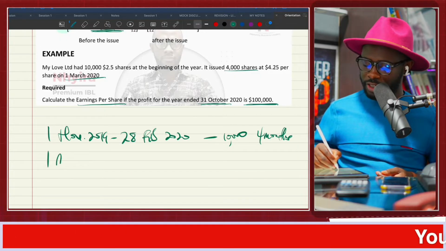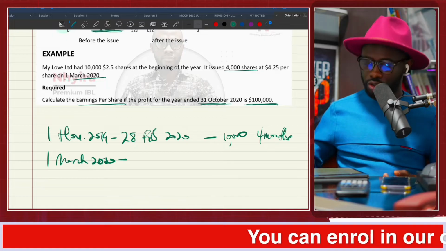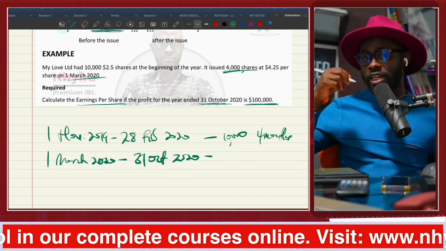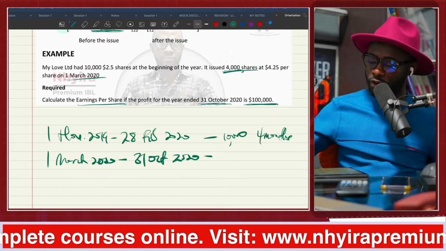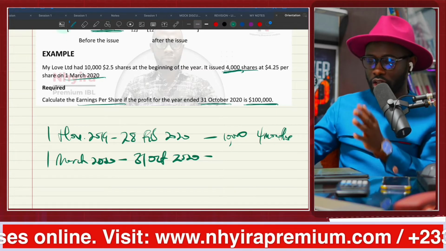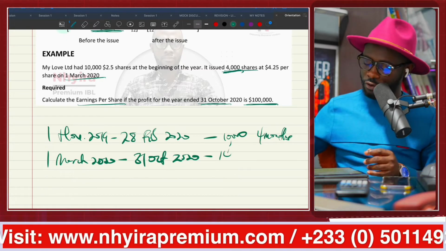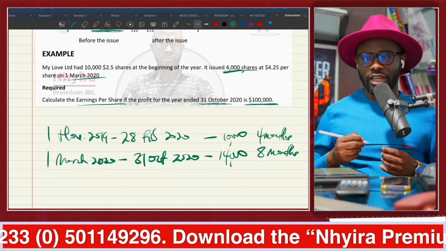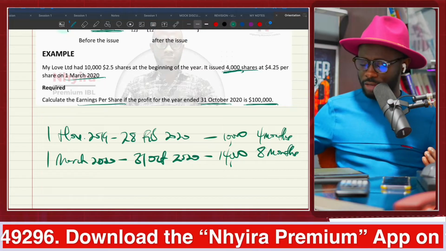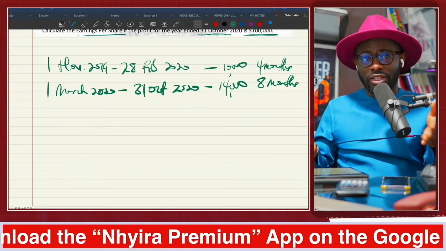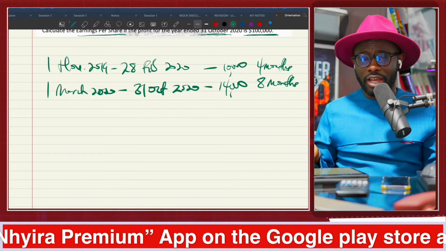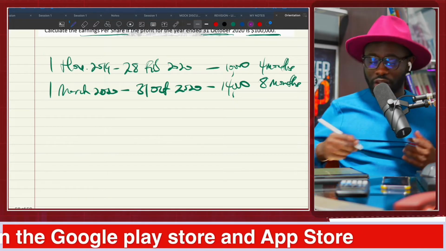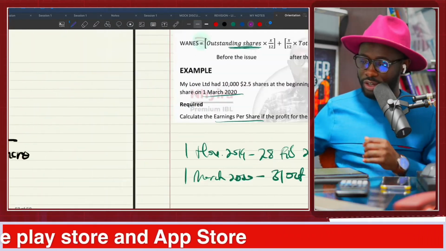Then from 1st March 2020 to 31st October 2020, they did a full issue of 4,000 shares. So now the total number of shares will be 14,000, and that had been there for 8 months. Are you getting the idea? So that is the idea about that. Once we have this, it's issued at full market price, so there will be no bonus fraction headache here. So all we do straight up is calculate the weighted average number of equity shares.